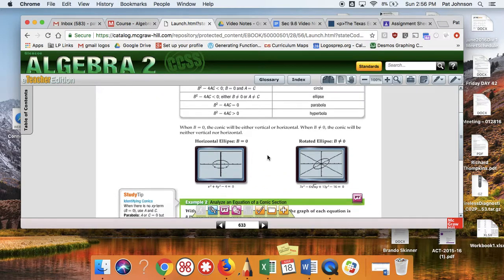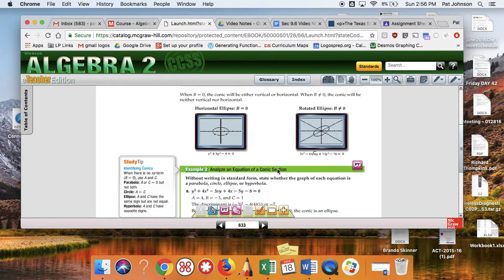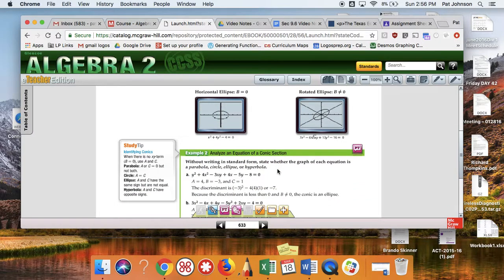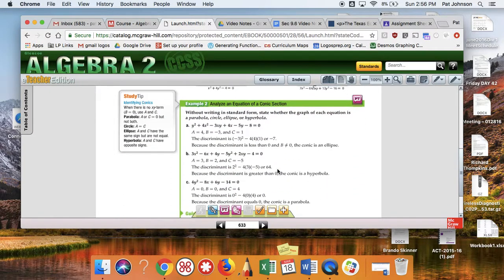Okay, so when b equals 0, the conic will either be vertical or horizontal. When it's not equal to 0, it's going to be neither. It's going to be a slant, and we're not going to get to those now. We'll get to those much later. Why they threw that in, I don't know. So let's look at example 2.